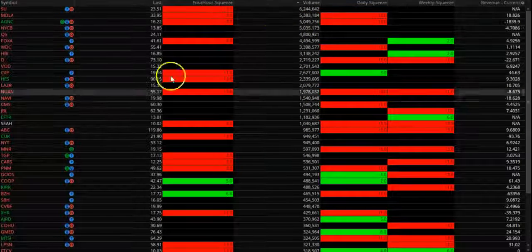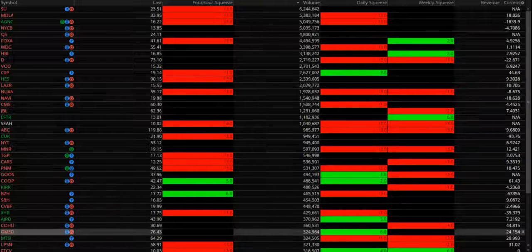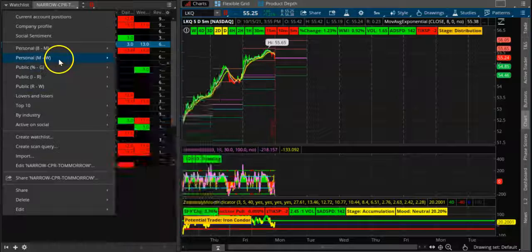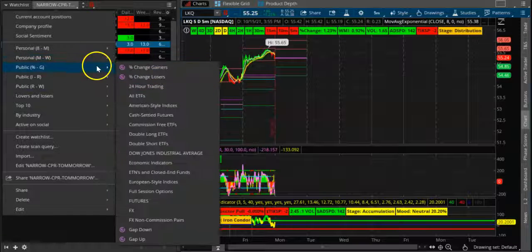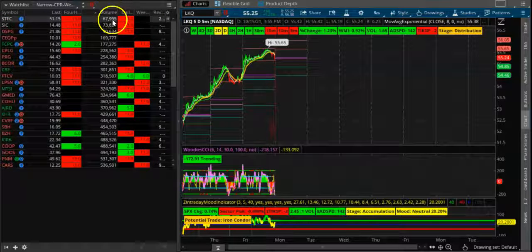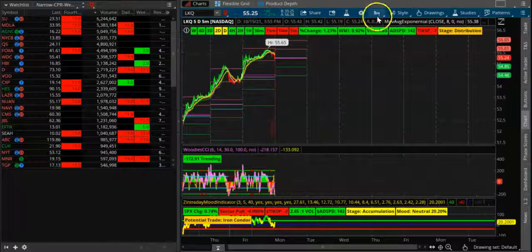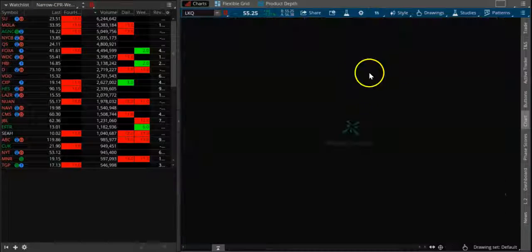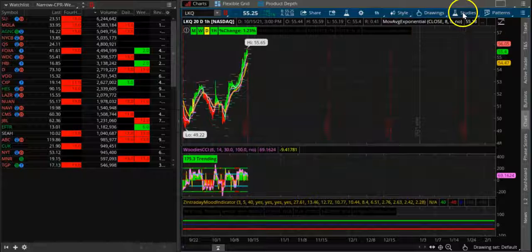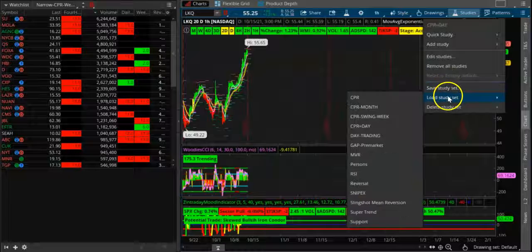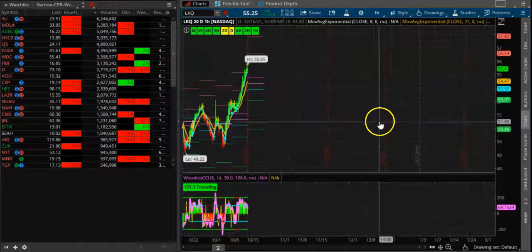So now let's go and analyze these stocks. This is the narrow CPR weekly, right? So I'm going to sort this by volume. I want to look at stocks with a high volume. Now I want to switch it to the 1 hour time frame, and then I'm going to load my weekly CPR.